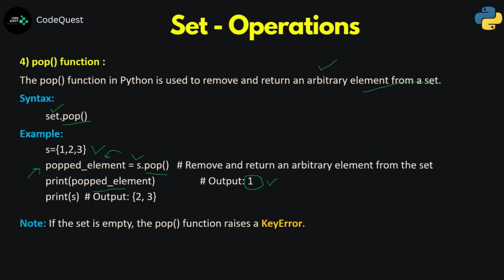Now, if you apply the pop function on an empty set where there are no elements, then it is going to raise an exception which is called a KeyError.